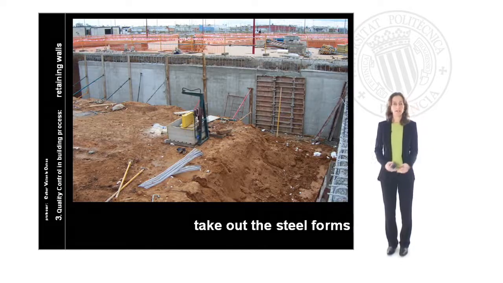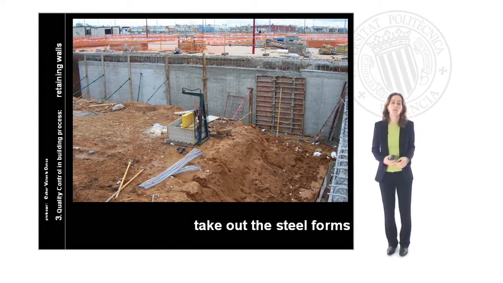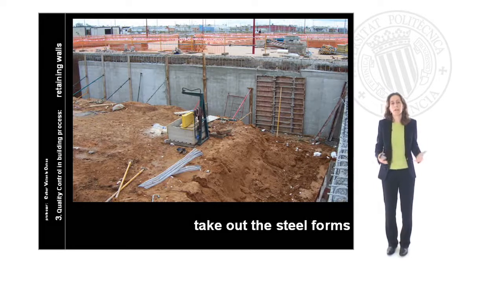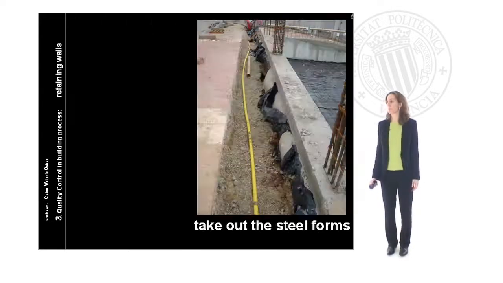After treating the concrete, we begin with taking out the steel forms. The steel form has to be taken out and cleaned immediately after we take it out. In this case, you have to use special liquids, special acids that guarantee removal from the concrete, and the steel will be clean for the next use.